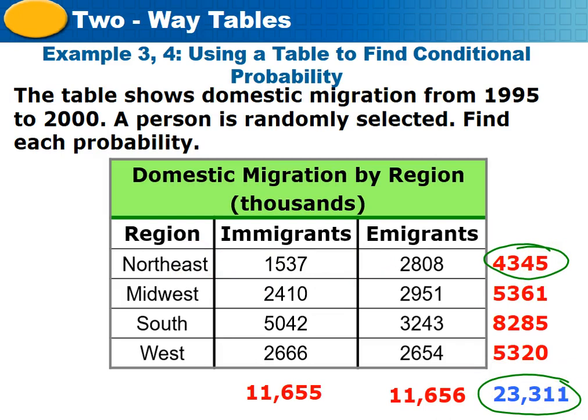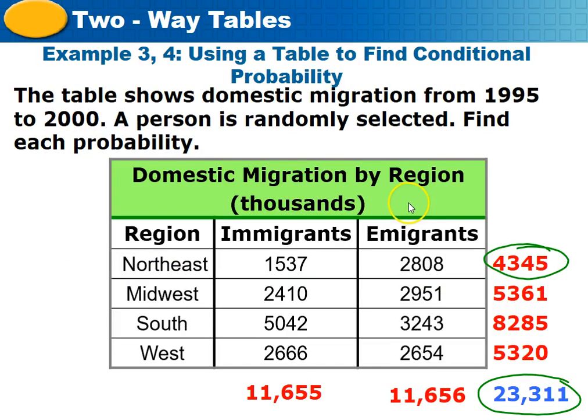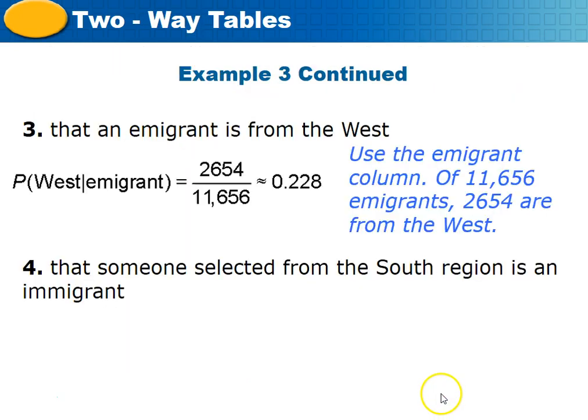Then we're going to read the problem. This first problem says an immigrant is from the West. So we need to look at immigrants that are from the West. Immigrants are right here, and our total for immigrants is 11,656. How many of those were from the West? 2,654. So we're going to take this 2,654 and divide it by the 11,656. That's how we're going to do this problem. When we do that, we get 0.228. That converts to 22.8%.